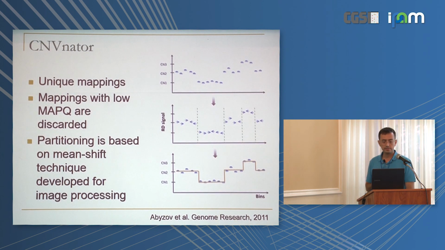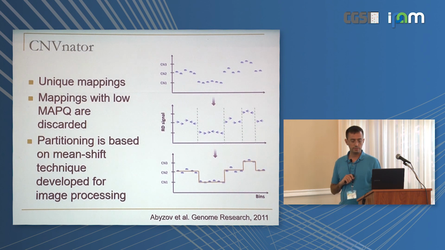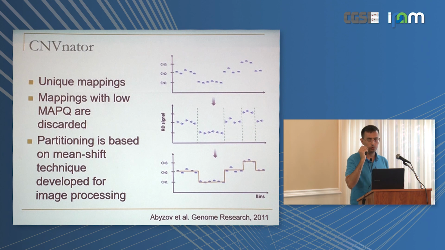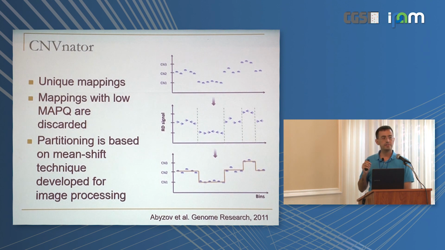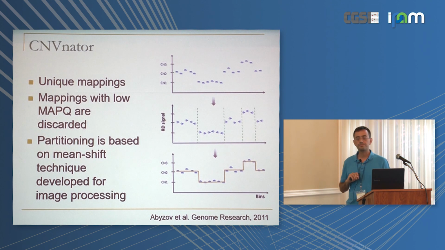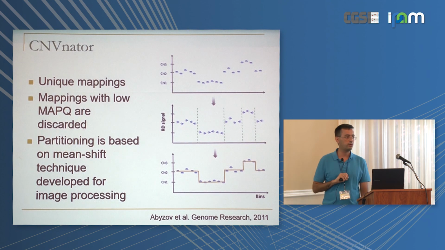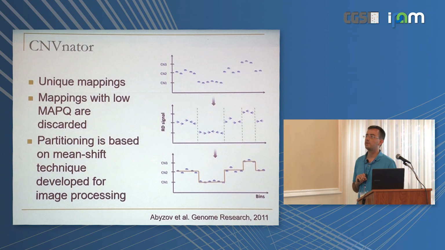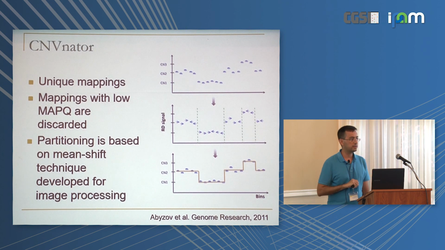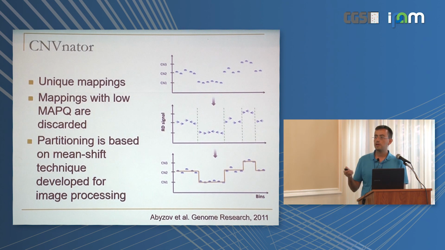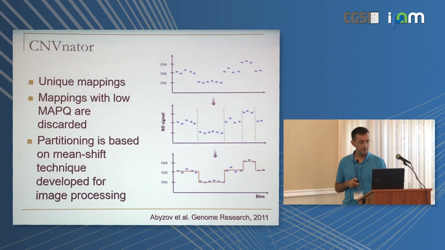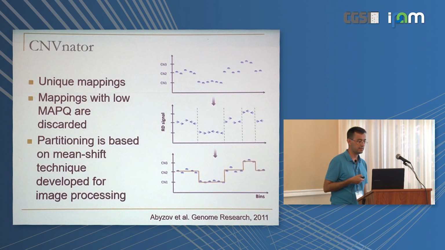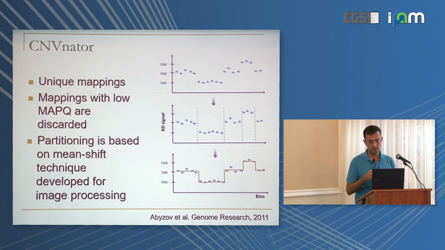So another method that uses a similar signature is CNVnator. Again, this was developed within the 1,000 Genomes project by Alexej Abyzov. Now this one uses only unique mappings. So it performs better for deletions, and maybe some smaller duplications as well. And looking at the unique mappings and the read counts, they apply the mean shift technique to partition the read depth and then assess the regions of duplications and deletions.